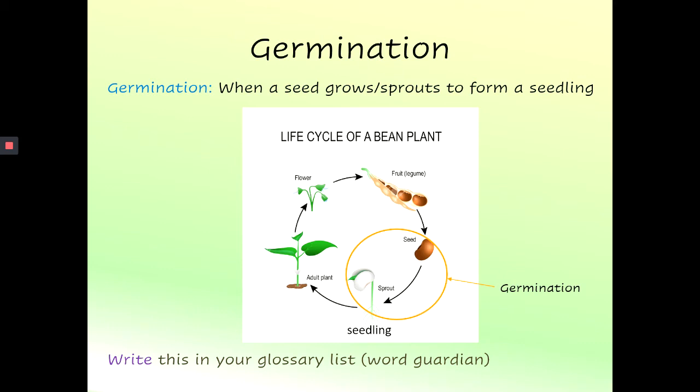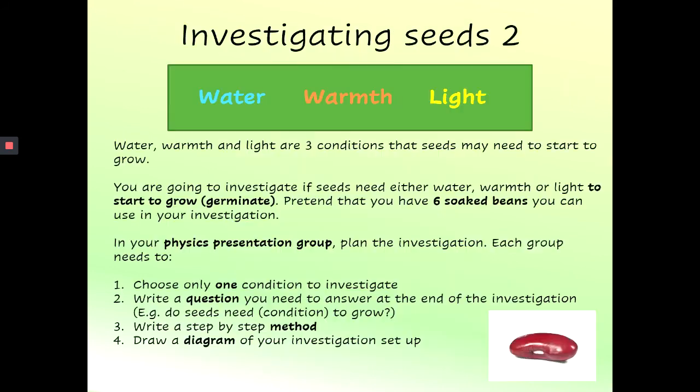you might have guessed that germination refers to when a seed grows or sprouts to form a seedling. And a seedling is just a young plant. And we can see germination in our life cycle. So the seed grows or sprouts to form a seedling, a young plant. And I want you to write this word down, and the meaning of this, in your glossary list at the back of your science book.